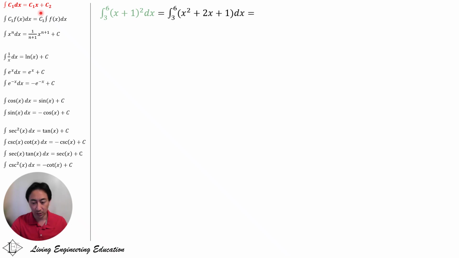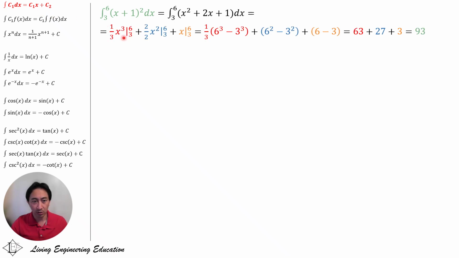So we take those integrals, right? There's 1/3 x cubed, there's x squared, and there's x. And then we apply the limits, lower limit 3 and upper limit 6. There's my x cubed terms, my x squared terms, and then my x terms. And we'll get an area or integral of 93 for the total function.